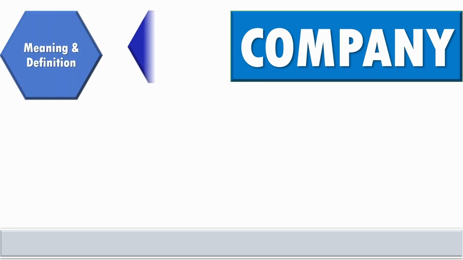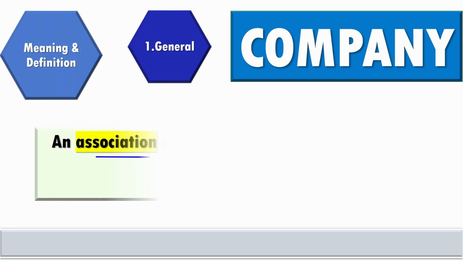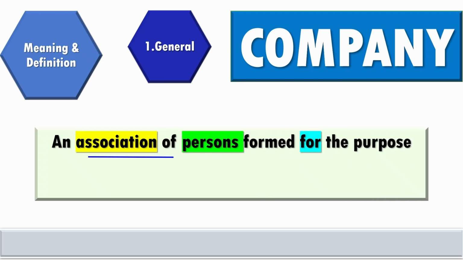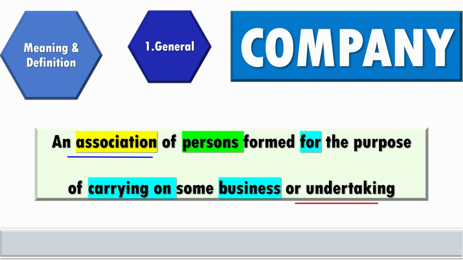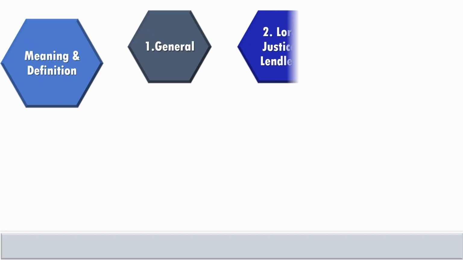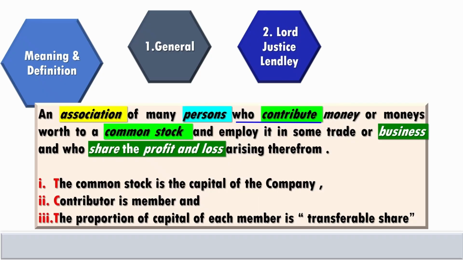From a common perspective, company means an association of persons formed for the purpose of carrying on a business. But for a comprehensive meaning, we can take the definition given by Justice Lindley, who says it is an association of persons who contribute money to the common stock and carry out business and share the profit or loss. The common stock is called capital of the company. The contributors are known as members, and the proportion is represented by a share which is transferable.